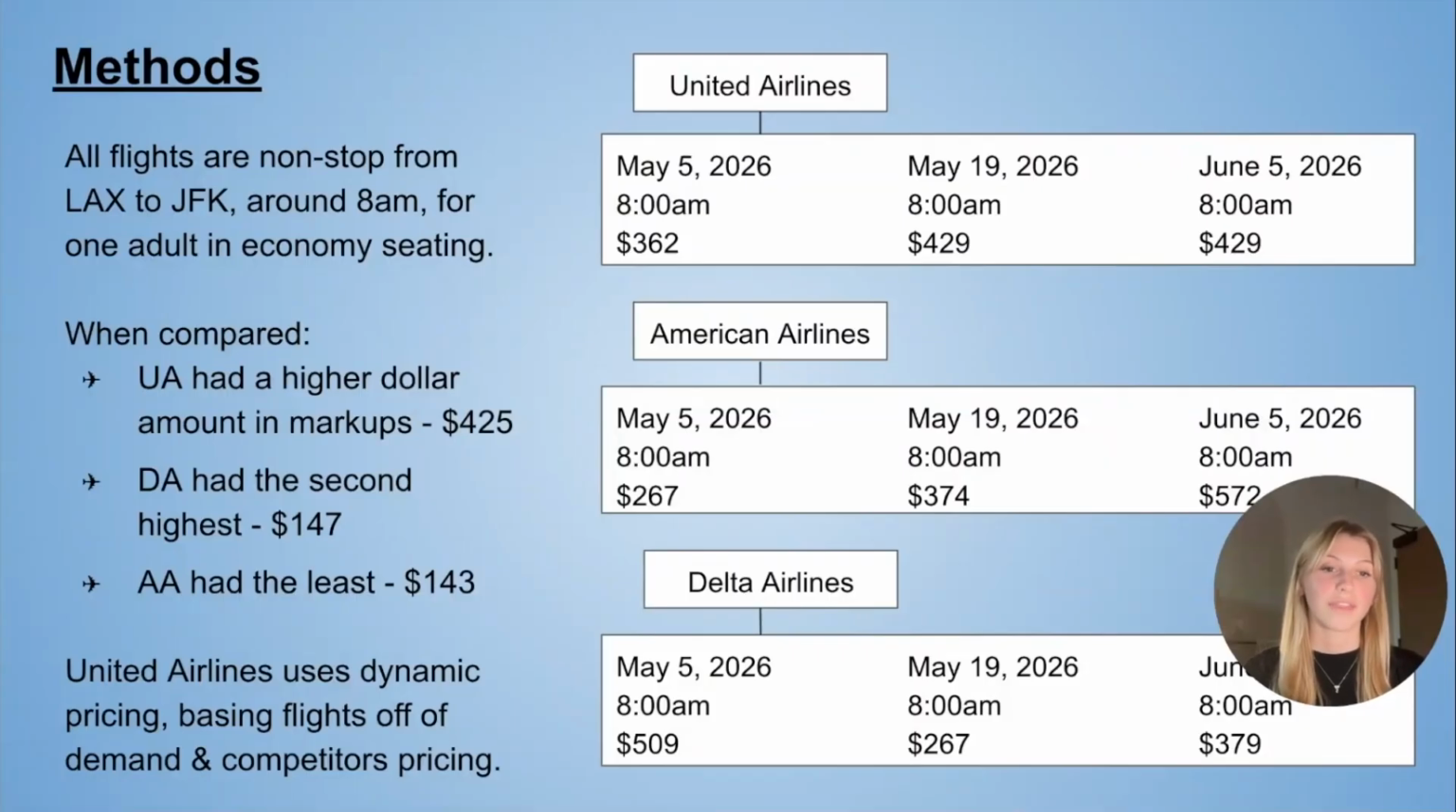The results showed that United Airlines had by far the highest dollar amount in markups at $425. The difference between Delta and American Airlines was around $4, and the difference between both of those compared to United Airlines was around $280. While United Airlines does have consistently higher prices, these prices are based on demand, which shows that United Airlines does use dynamic pricing when determining how much their tickets should cost.